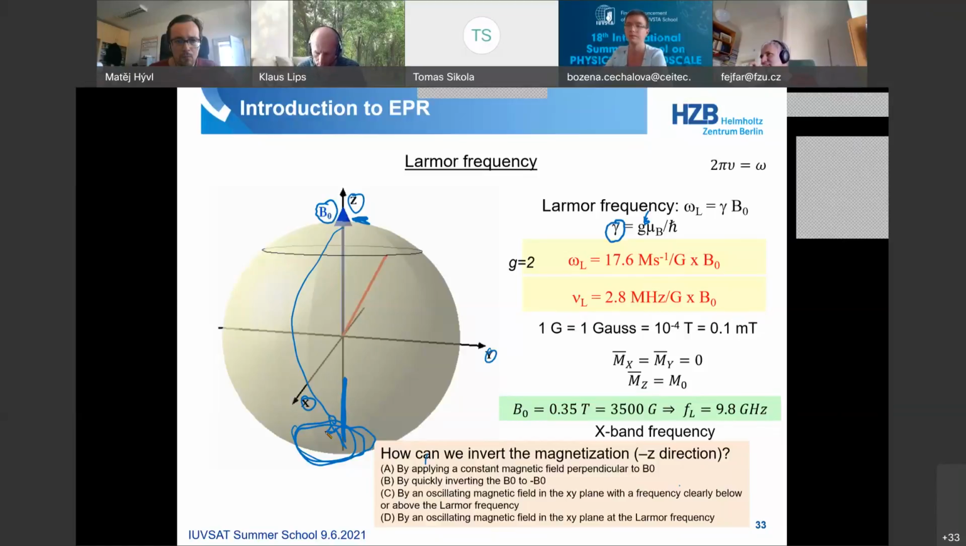Okay, and so the possible answers, I'm giving four answers. So one is, I'm applying a constant second magnetic field that is perpendicular to the first magnetic field. So saying I apply a magnetic field in this direction, a constant magnetic field.